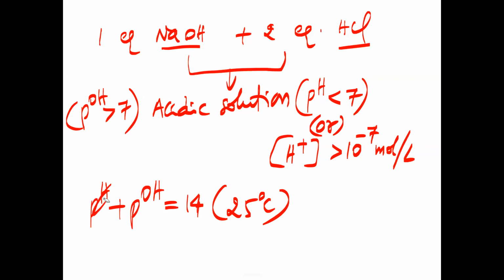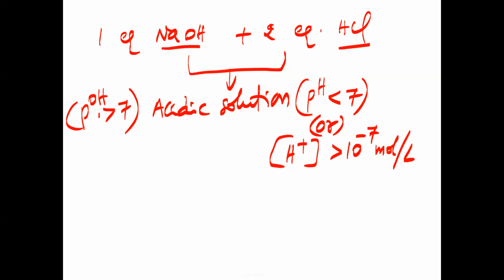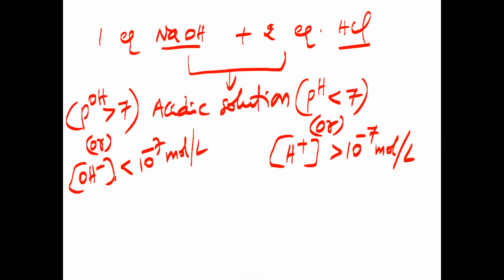Okay. So next thing what we have to understand is that whenever pOH is greater than 7, the OH minus ion concentration should be less than 10 power minus 7 moles per liter. OH minus ion concentration should be less than 10 power minus 7 moles per liter. But H plus must be greater than 10 power minus 7 moles per liter. Whenever it is an acid solution, which ions will be greater?